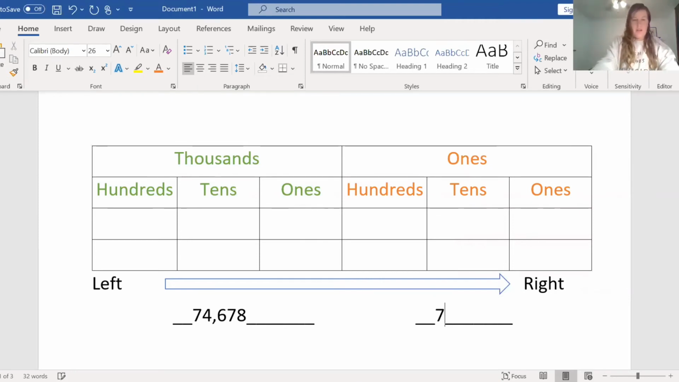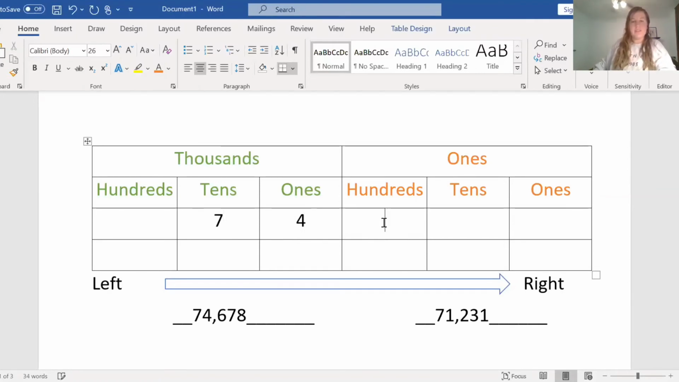Here's my first number. Here is my second. Go ahead and fill it in as I'm writing it on your handout. So here I have 74,678 and I have 71,231. Let's go ahead and fill those in and see if we can compare.